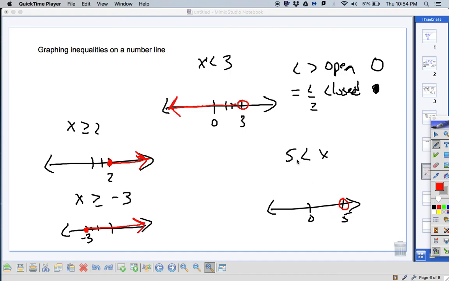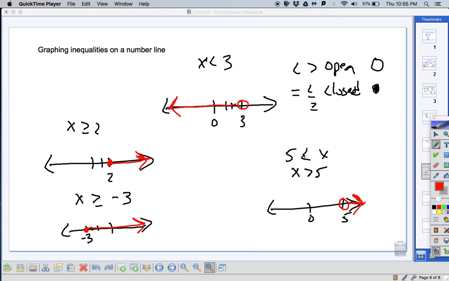But here's the thing. If we read this, it says 5 is smaller than all my numbers. Well, that's the same thing as saying my numbers are bigger than 5, so you could actually rewrite it by writing it in the reverse order. When you write it in the reverse order, you switch the symbol around. So 5 is smaller than my numbers is the same thing as saying my numbers are bigger than 5. I need bigger numbers, so I need to shade to the right, not the left.